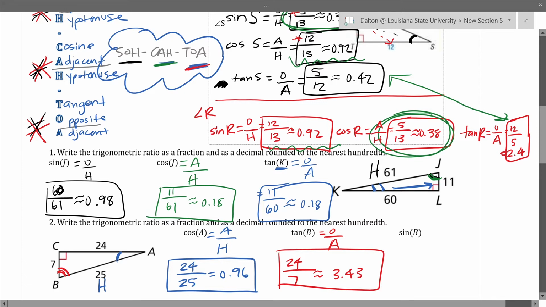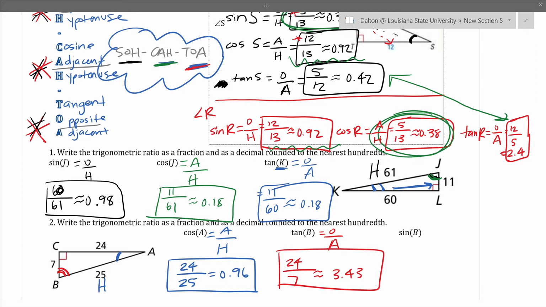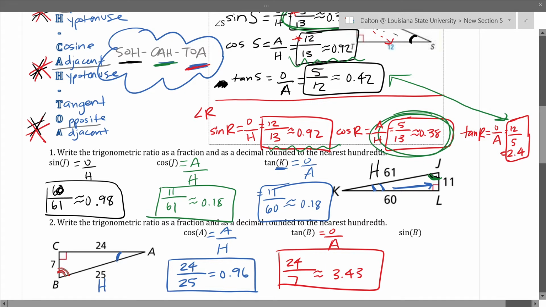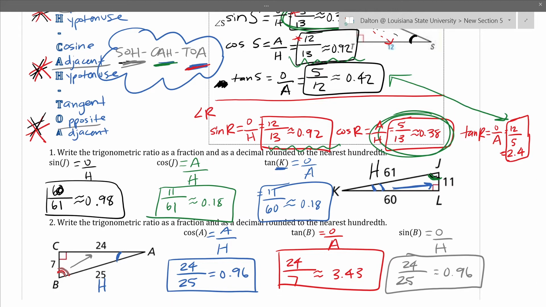Lastly, the sine of angle B. So I'm at the same reference point using angle B. This time, though, the sine is opposite over hypotenuse. So, SOH. Opposite of angle B is 24. The hypotenuse is 25. And I've already done 24 over 25 for the first one, which is 0.96. So hopefully you kind of have the hang of how to find which side is opposite, which side is adjacent, depending on your reference point. And then the hypotenuse is always the hypotenuse no matter what.